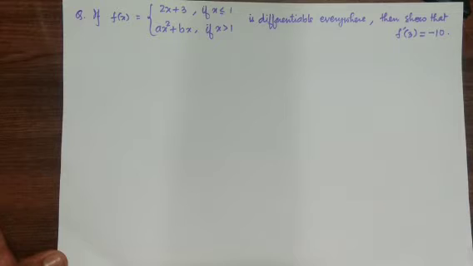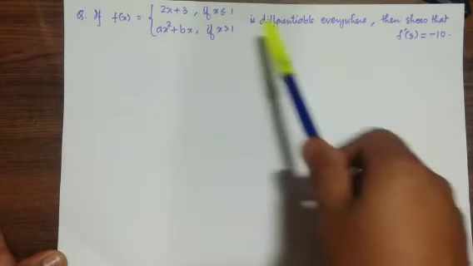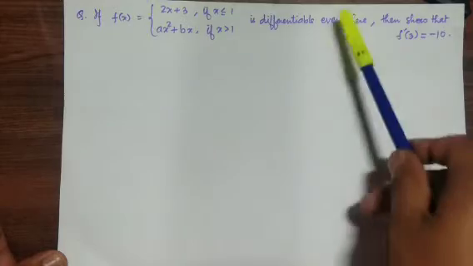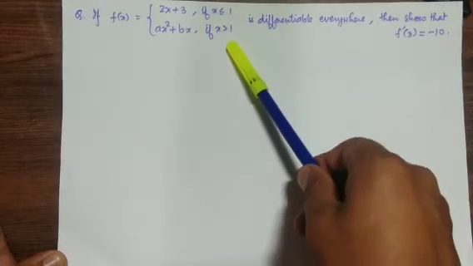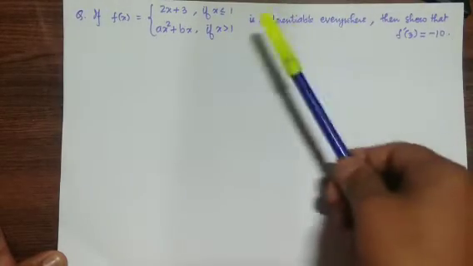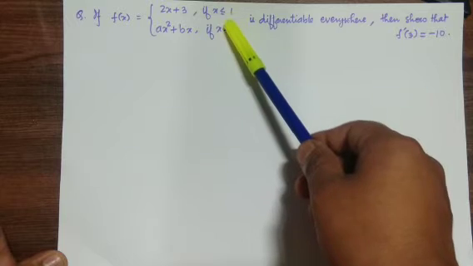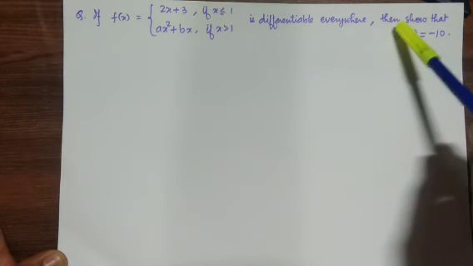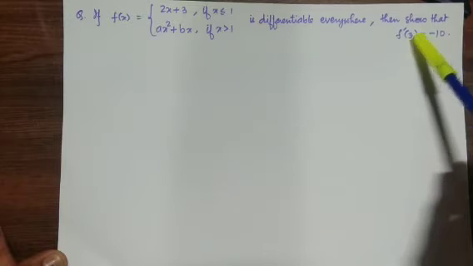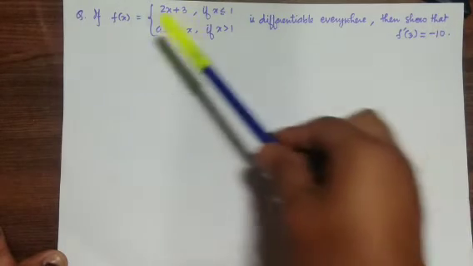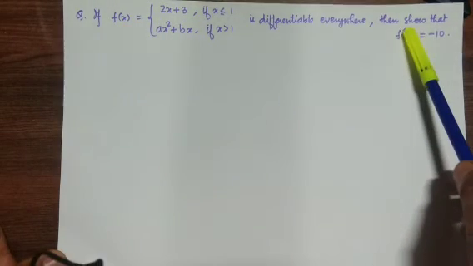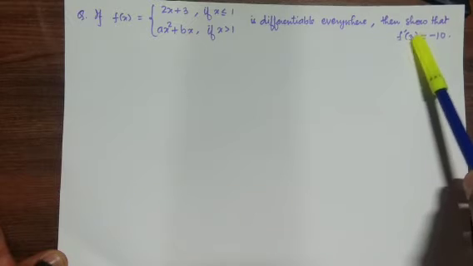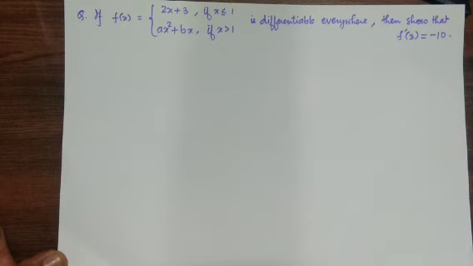Okay, now let's see this question. In this question, this function is differentiable everywhere. That means it is differentiable at 1, because differentiable anywhere means it is also differentiable at x equals 1. Now we need to show that f dash of 3 will be minus 10. That means the derivative of this function at x equals 3 will be minus 10. So that's what we need to show.